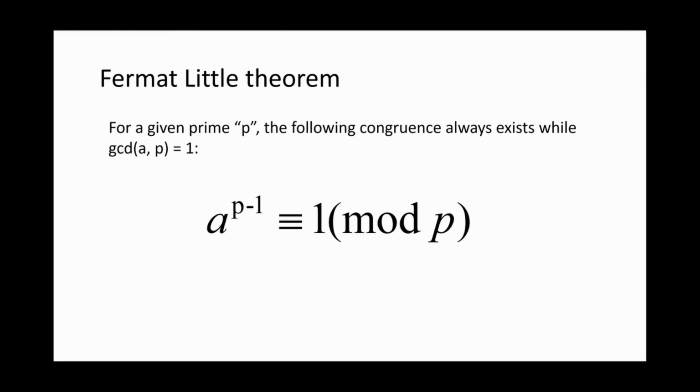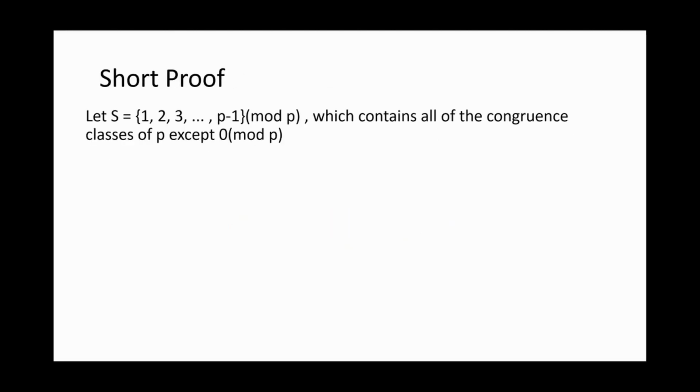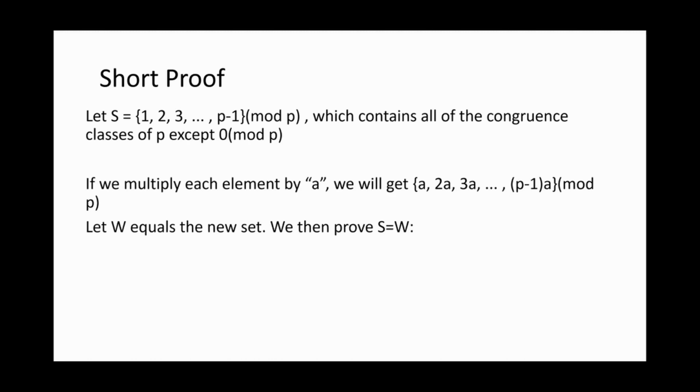Fermat Little Theorem states that for a given prime number p, the following congruence always holds when the greatest common divisor between a and p equals 1. Let me prove it. Let S be all the congruence classes of p except 0 modulo p. Then we can multiply each element in S by a, which is co-prime to p. We then get a new set: a, 2a, 3a, until (p-1)a modulo p. Let W equal the new set.